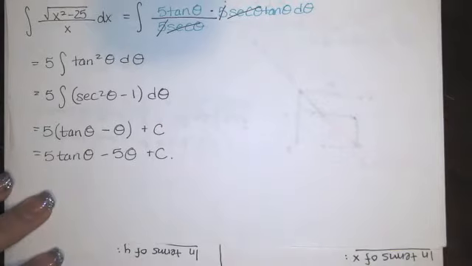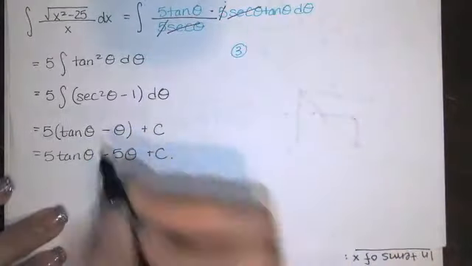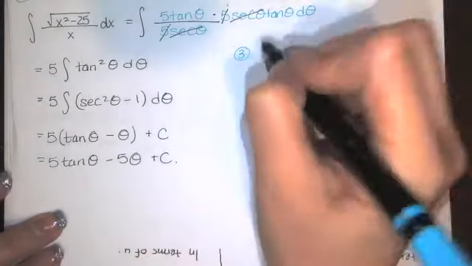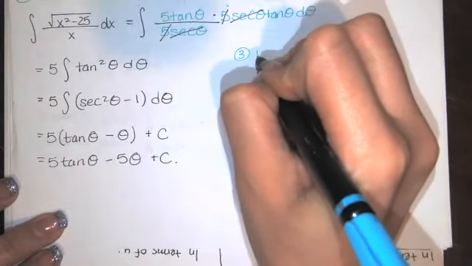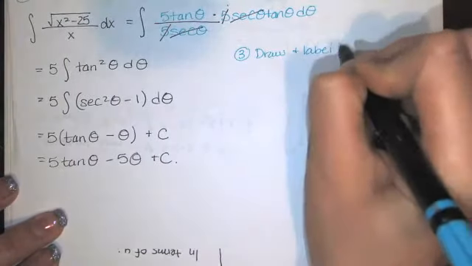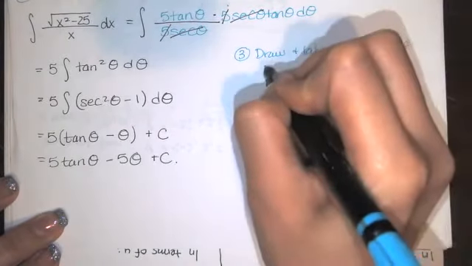So in order to get that function of x, we need to write this answer in terms of x. In order to write this answer in terms of x, we're going to draw a triangle. We're going to draw and label the sides of a triangle. And it's a right triangle.